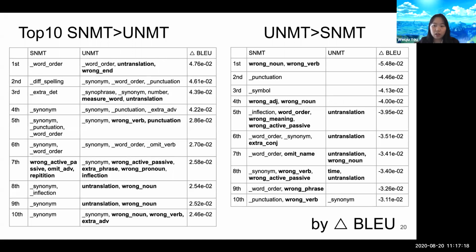We can also take a look at the result of BLEU. When BLEU prefers SNMT over UMT, we can see in the 7th example that SNMT still messed up the active and passive relation. And when UMT is preferred over SNMT, there are some examples where SNMT has trivial problems like punctuation and symbols, like in the second and third examples.